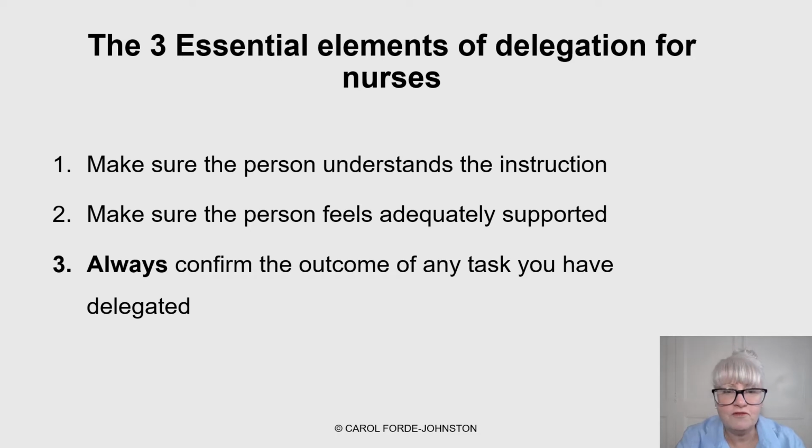So keeping it really simple, there are 3 essential elements of delegation for nurses. The first one is to make sure the person understands the instruction or the task that you've given them, and that you've given really clear instructions that might include a timeline. So, for example, if you ask a support worker to take a patient to the shop in a wheelchair, that they come back at a certain time, or that they do observations within a certain time.